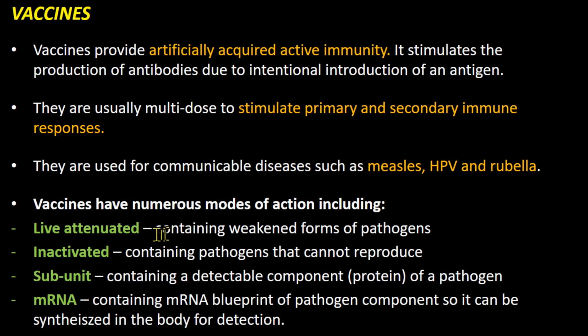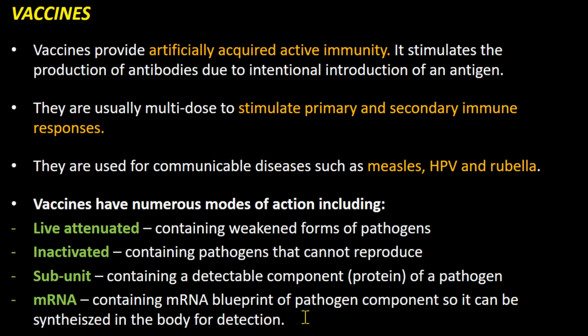This includes live attenuated vaccines, which contain weakened forms of the pathogens. We have inactivated vaccines, which contain pathogens that cannot reproduce, subunit vaccines, which contain a detectable component or protein of a pathogen, well, basically just the antigen, and mRNA or messenger RNA vaccines, which contain the mRNA blueprint of the pathogen component, so that your body can use that blueprint to build the little spike protein of the virus.